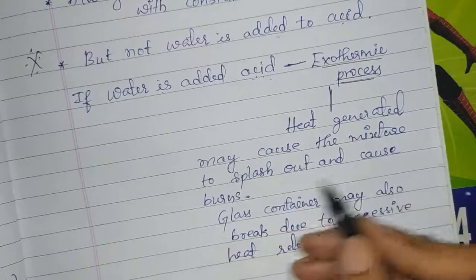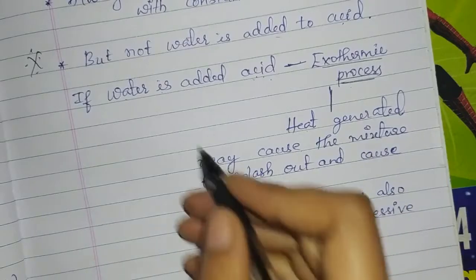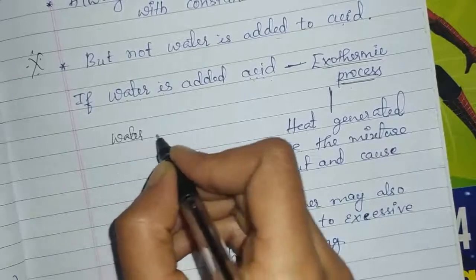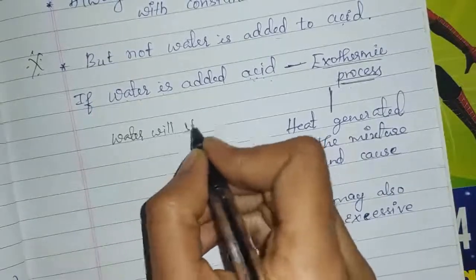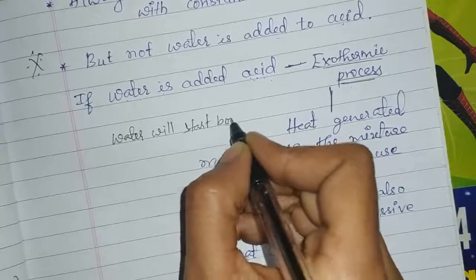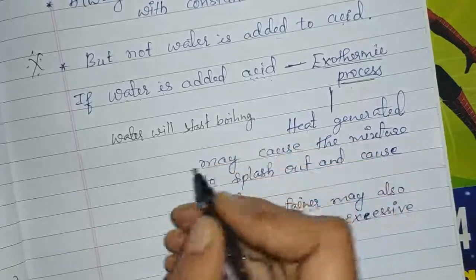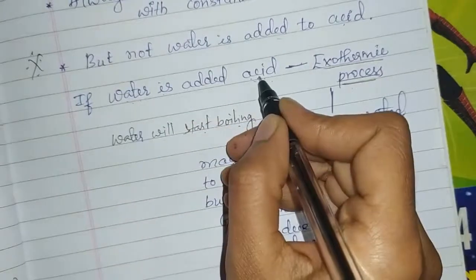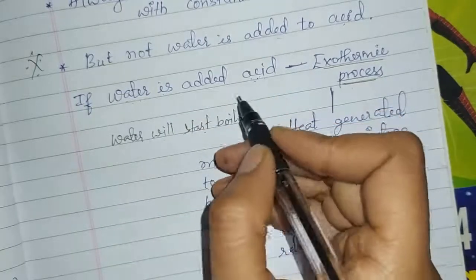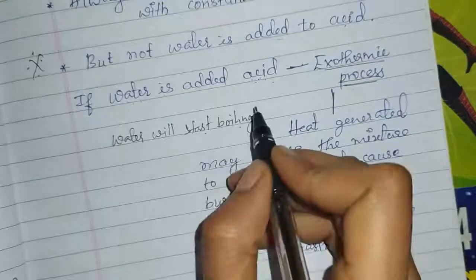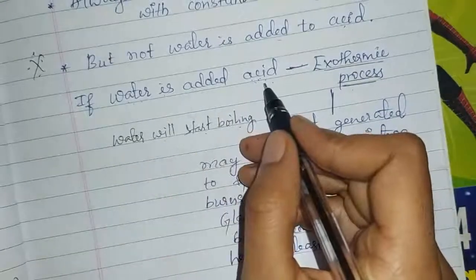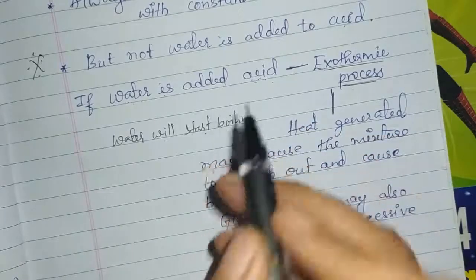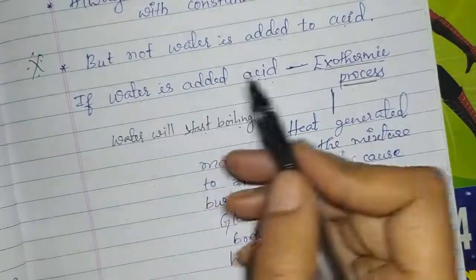out and cause burns. If we add water to acid, then the water will start boiling. Just think, water will start boiling when water is added to acid. It means that a large amount of energy is released when water is added to acid. So to avoid this kind of accident, we have to always add acid to water.